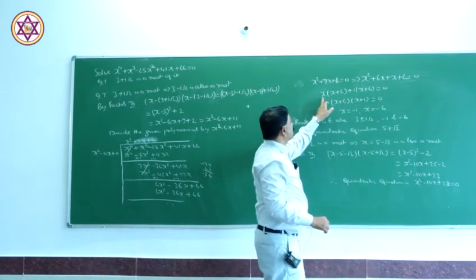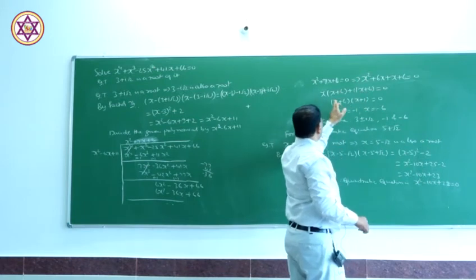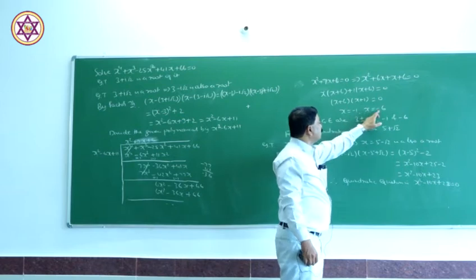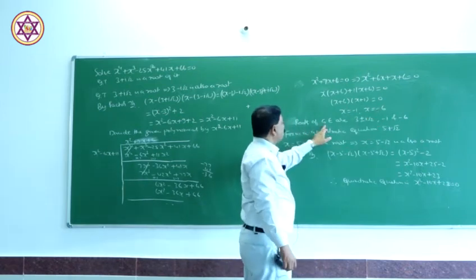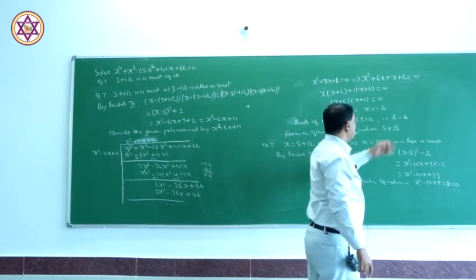7x can be written as 6x plus x. If we take x common, x of x plus 6, and if we take 1 common, x plus 6. Again taking x plus 6 common, we get x plus 6 and x plus 1, so x is equal to minus 1 and x is equal to minus 6. Roots of the given equation are 3 plus or minus i root 2, minus 1 and minus 6.